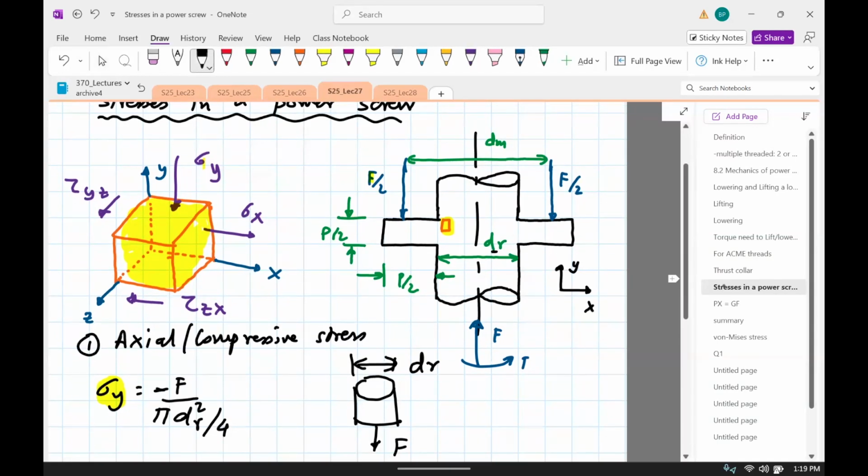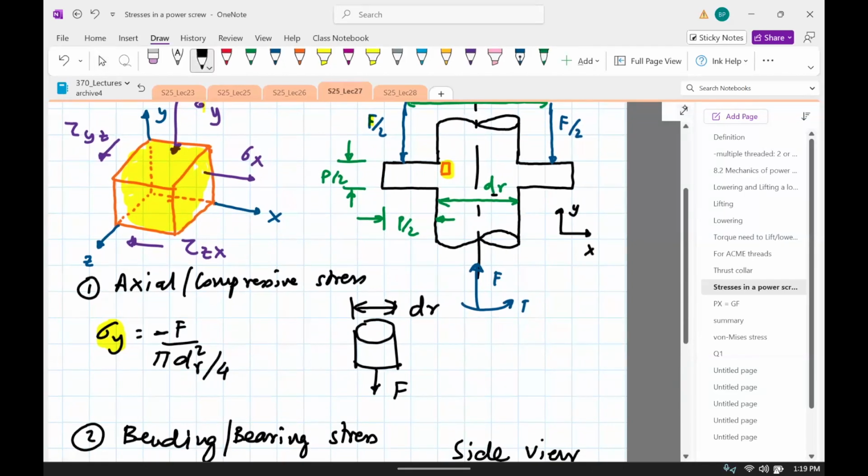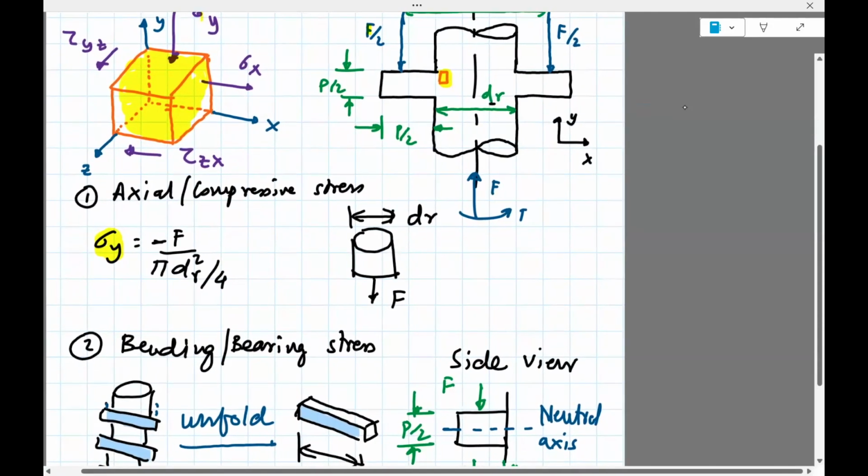We use the innermost because the smaller dr is, the bigger sigma y is. If you take the outer diameter, then the stress will be lower, because dm is greater than dr, and so you'll get less stress. So use the smallest one to get the maximum stress. That will be the part which has the maximum stress. So, compressive stress. We're done with one.